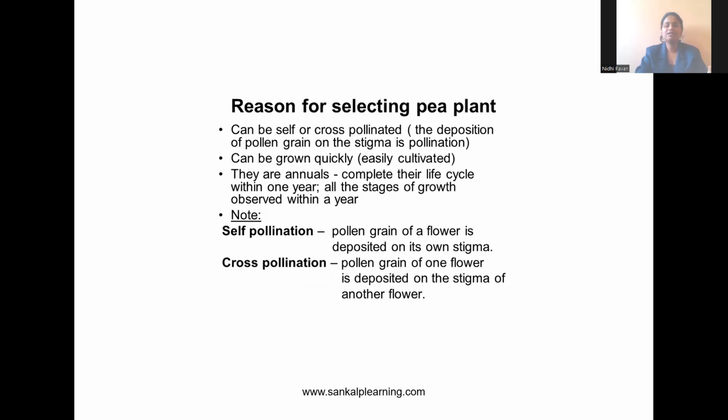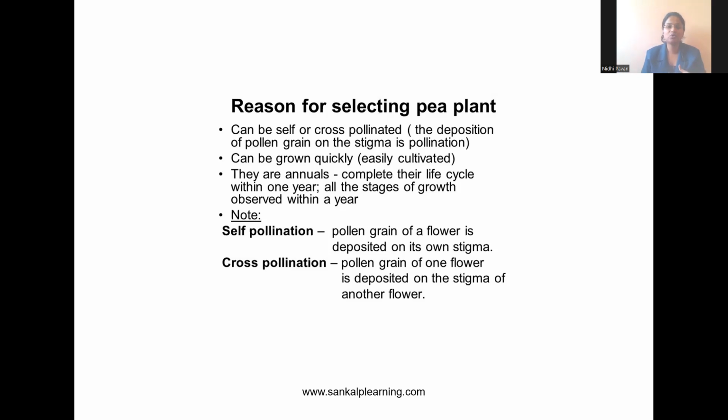So why did Gregor Johann Mendel select the garden pea plant? Because it can be self or cross pollinated. We can perform self pollination in that plant as well as cross pollination. In self pollination, within the same flower, the pollen grains fall on the stigma of the same flower. In cross pollination, the pollen grain of one flower falls on the stigma of another flower.